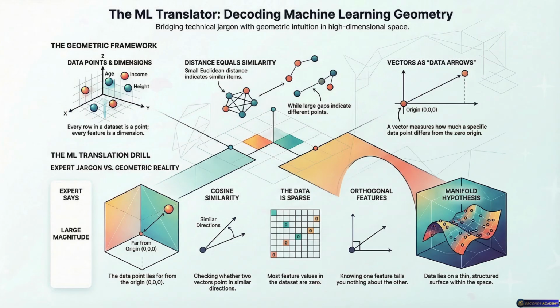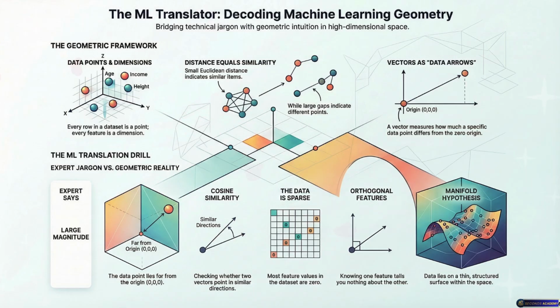Hit me. Phrase number 1. You are debugging a model, and the senior engineer looks at the terminal output and says, we need to investigate this. The feature vector has an unusually large magnitude. Spatial translation. That specific data point is physically located incredibly far away from the 0,0,0 corner of the room. It is geometrically isolated from the concept of nothing. What does that mean practically? In practical terms, it is a massive outlier, perhaps a fraudulent transaction or a corrupted data entry, and its sheer distance is going to severely warp the model's terrain.